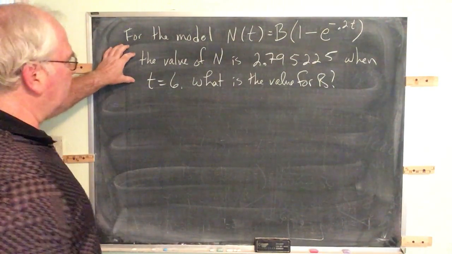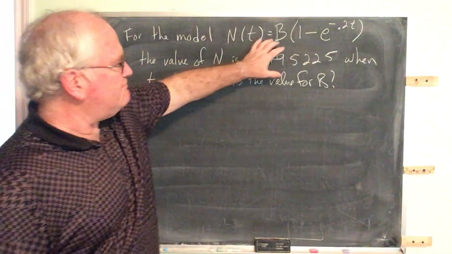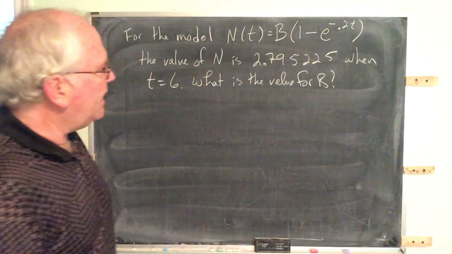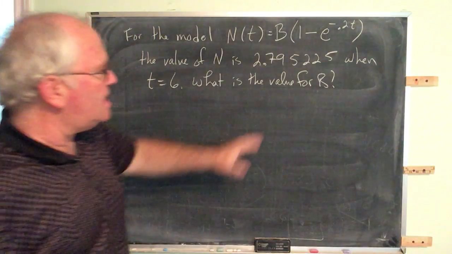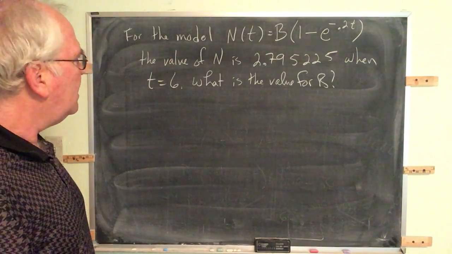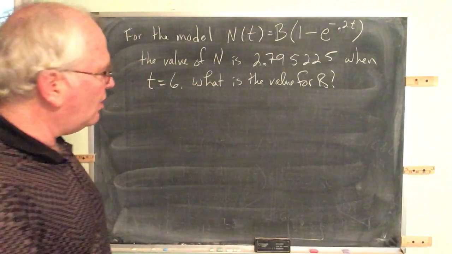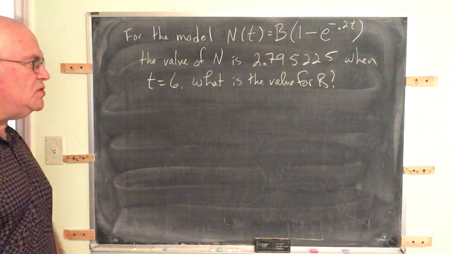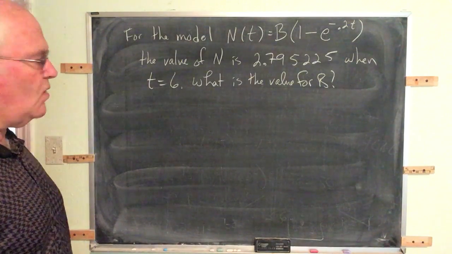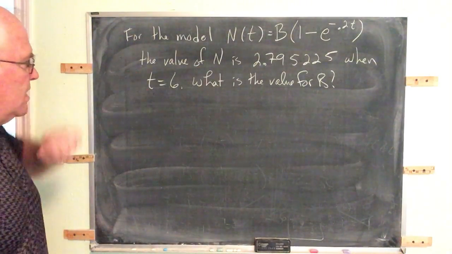All right, the last of our examples of this type is where we were given a model. For the model, n of t is equal to b, again our value we're looking for, times 1 minus e raised to the negative 0.2t power. We're given that the function value is 2.795225 whenever t is equal to 6.